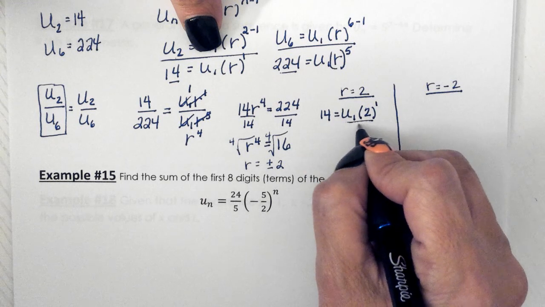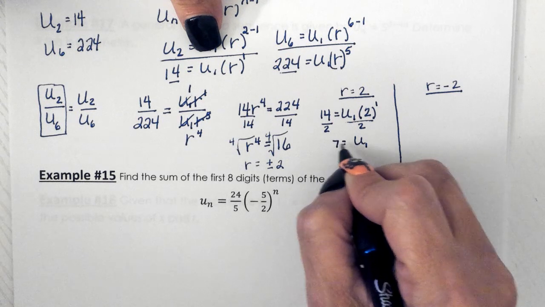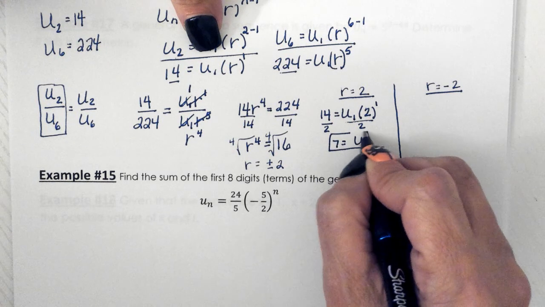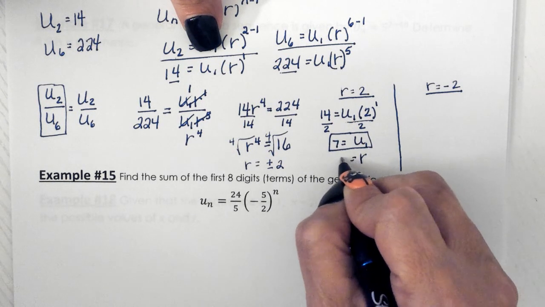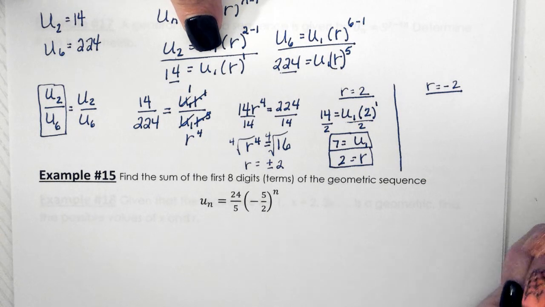So I would divide both sides by 2, and this would give me that U1 equals 7. Okay, so in this scenario, U1 is 7 and R is, I'm going to write it backwards since I wrote the U backwards. So there's that one.